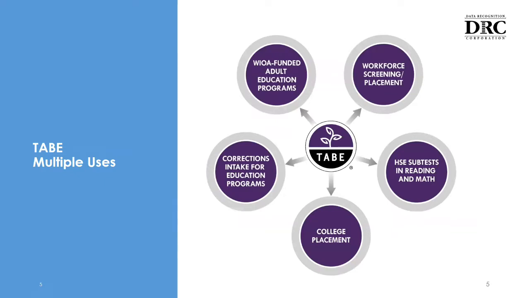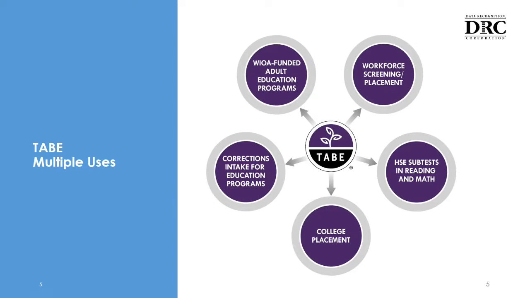Where TABE is used, it's used in many different types of programs. The main use, and the one that you are most familiar with, is the WIOA-funded adult education programs up in the top left corner. But TABE is also used in correctional programs, sometimes as part of the WIOA-funded program, so those two circles on the left side sometimes merge. But also in corrections, they may use it for other educational purposes outside of the WIOA adult ed program.